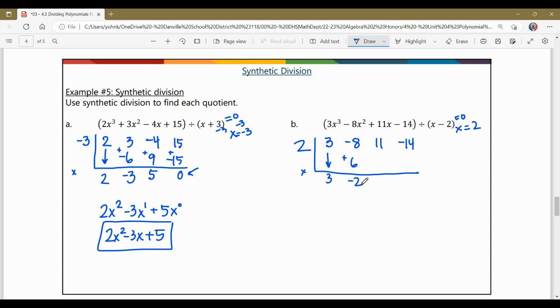Add to get negative 2. Multiply negative 2 times 2 to get negative 4. Add to get 7. Multiply 7 by 2 to get 14. Add to get 0. So my answer is 3x squared. Because I started with x to the third, I finished with x to the second, minus 2x plus 7.